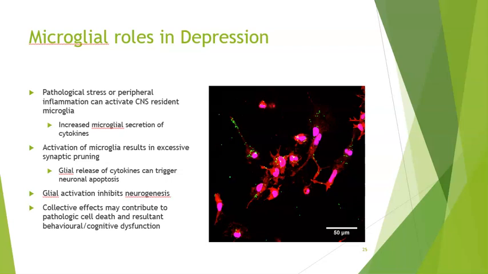It also inhibits neurogenesis. So we tend to not see neurogenesis when microglia are around as much. And then the collective effects may actually contribute to pathological cell death and result in some sort of behavioral and cognitive dysfunction. So not only are we preventing new cells, but we're causing old cell death.